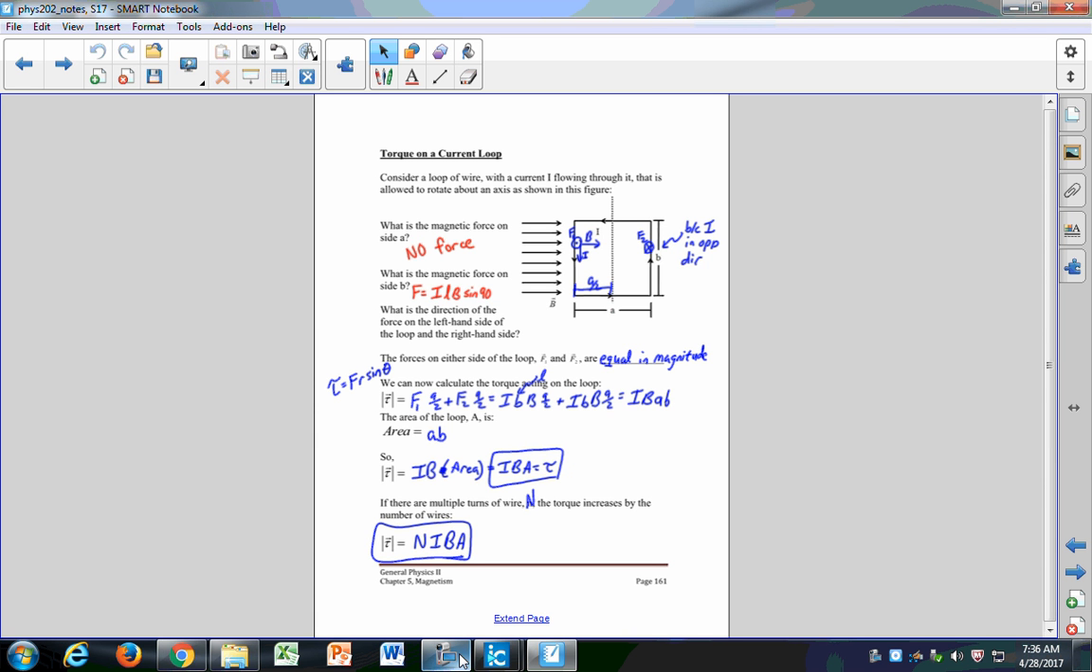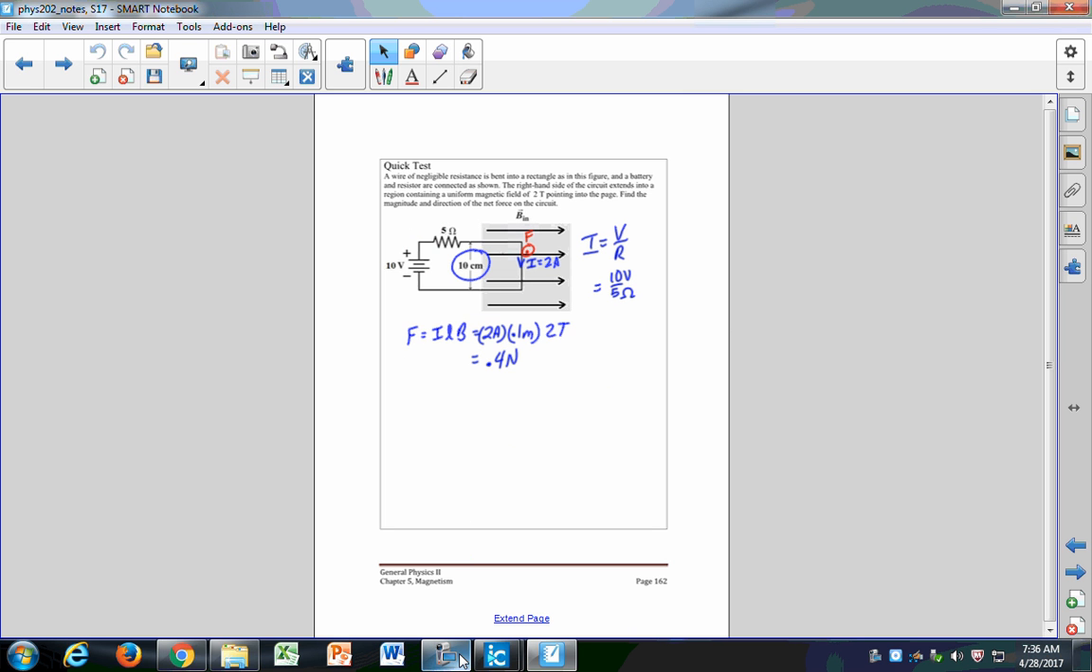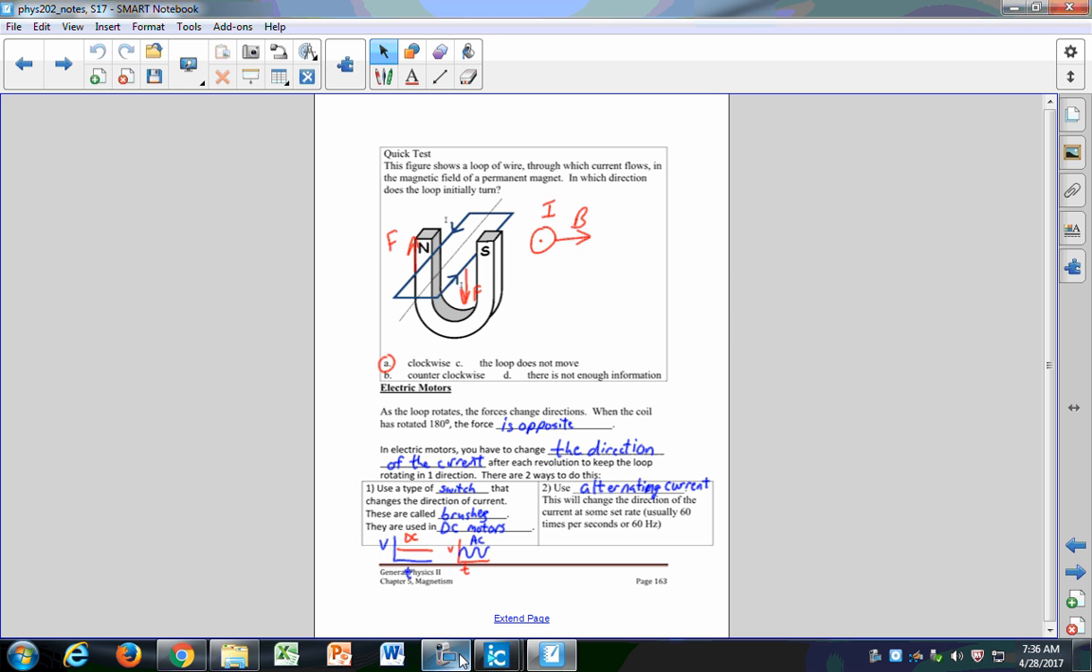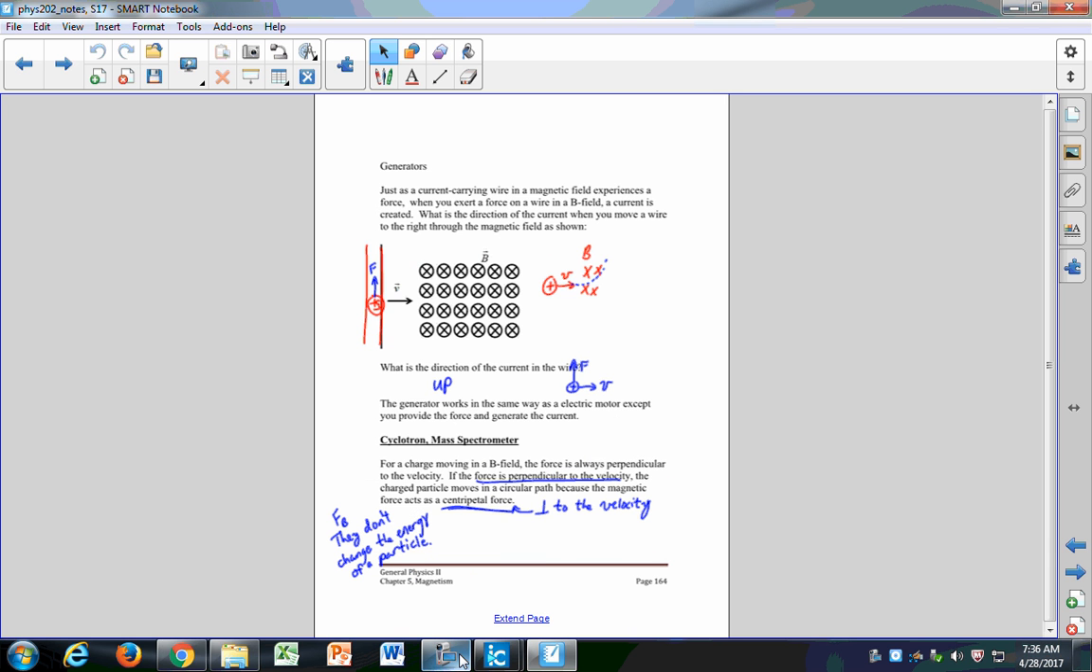Remember that applies whether it's a rectangular loop or a circular loop or whatever type of loop it is. It's the area of that loop. So pi r squared if it's circular, side times side if it's rectangular. Example we had. I need to know how electric motors and electric generators work. All right, and then also the mass spectrometer.